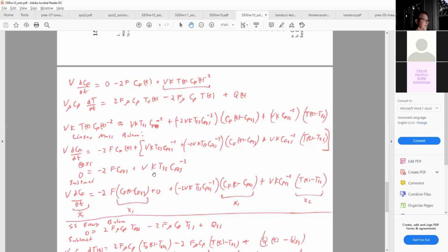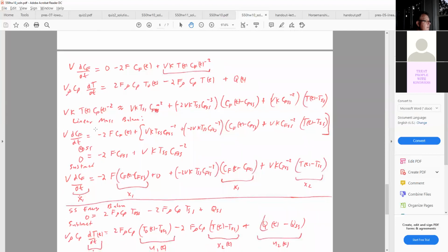Go through the whole state space or the whole deviation variable thing. Linear equation, linear steady state equation, subtract, you get deviation variables. You see how these terms here, C sub F of t minus C sub F steady state, that looks like a state variable.